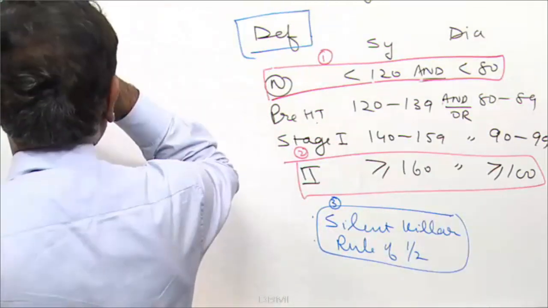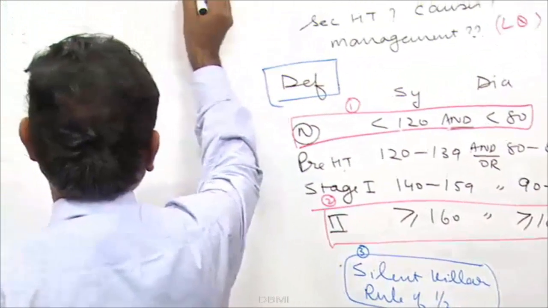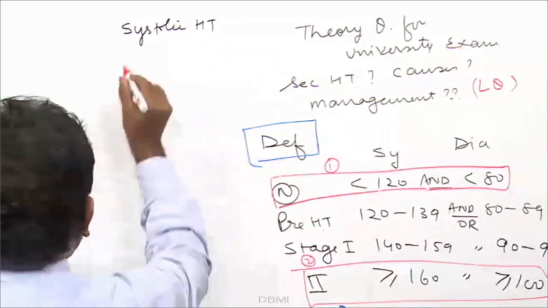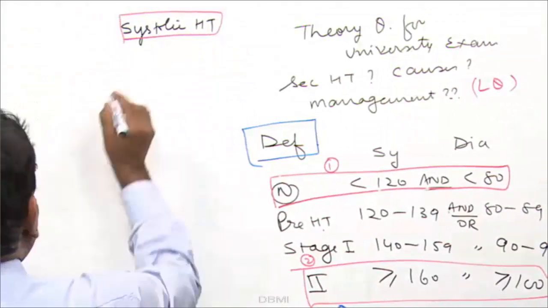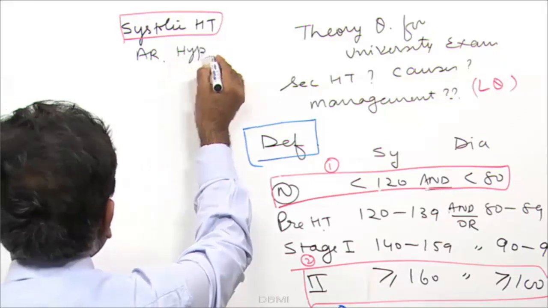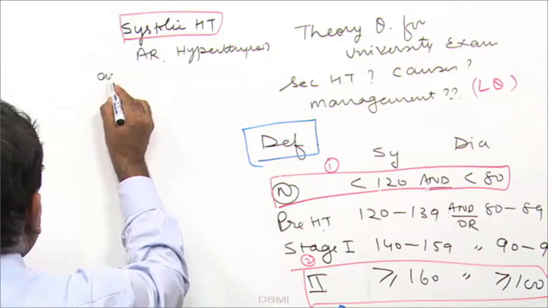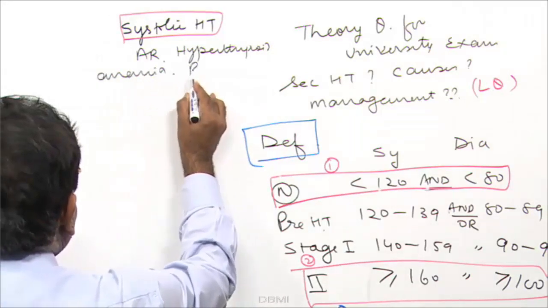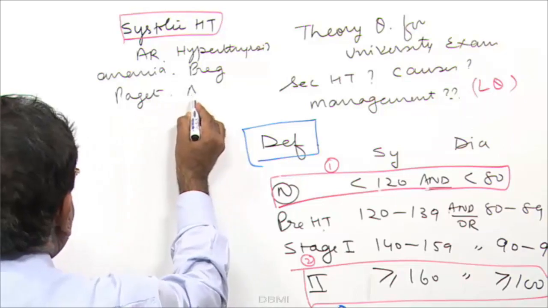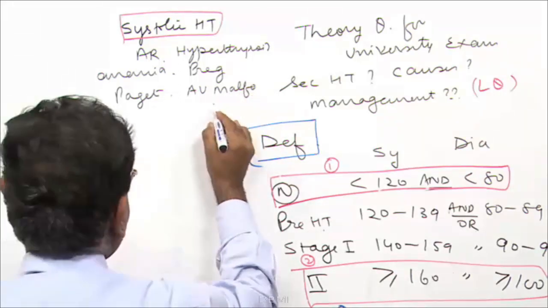Next, there are some cases where only systolic BP is high. Causes of systolic hypertension. Again, a very important MCQ. Systolic hypertension is seen in conditions like aortic regurgitation. It is seen in hyperthyroid, severe anemia, pregnancy, Paget disease, AV malformation.